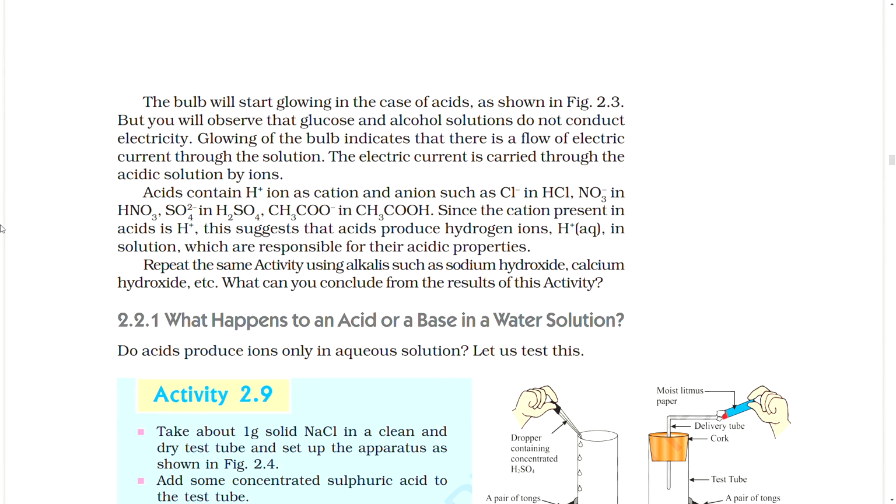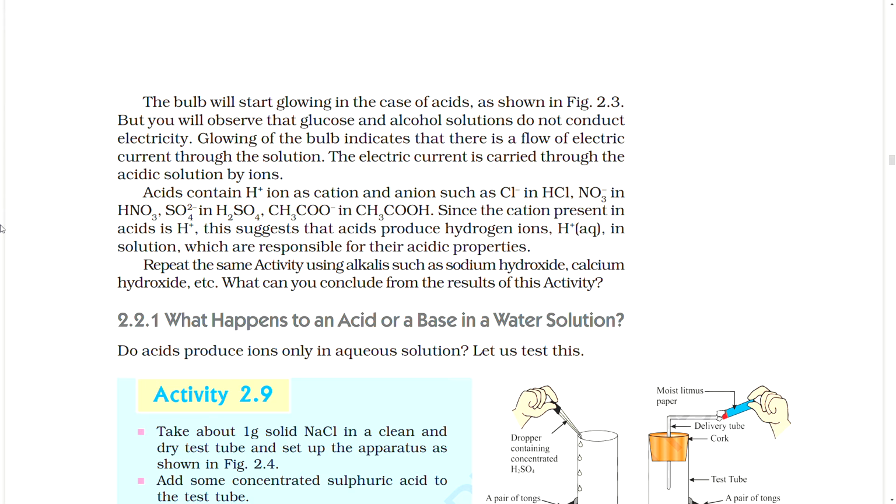The bulb will start glowing in the case of acids as shown in the figure, but you will observe that glucose and alcohol solutions do not conduct electricity. Glowing of the bulb indicates that there is a flow of electric current through the solution. The electric current is carried through the acidic solution by ions.